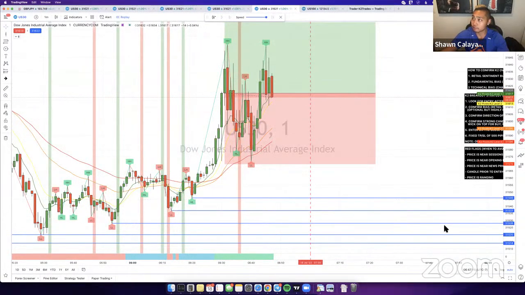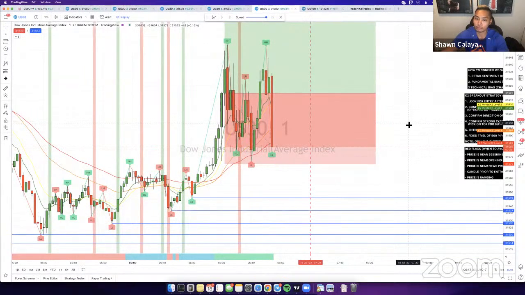B said MT4 is getting frozen. So I'm not sure if you guys are having the same issues. I'm not really looking at it too much, but I do see some lagginess from MT4, also on TradingView a little bit.